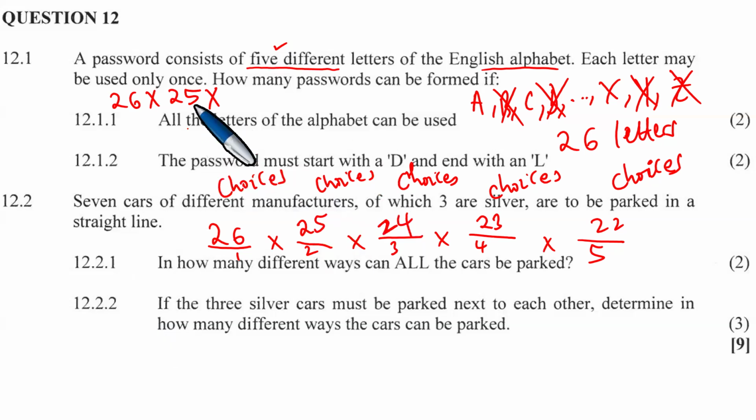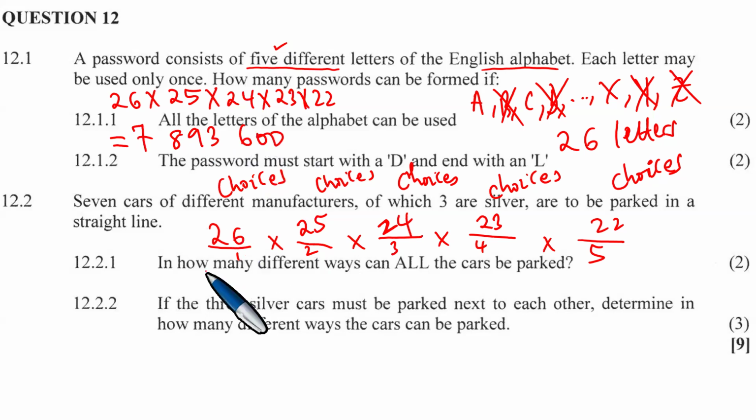Now, we said 26 times 25 times 24 times 23 times 22. So in the end, you multiply everything here. If you use a calculator, 26 times 25 times 24 times 23 times 22, you get 7,893,600.